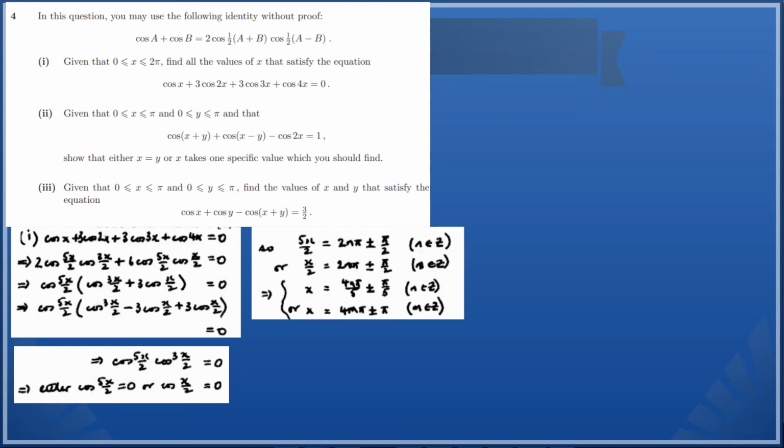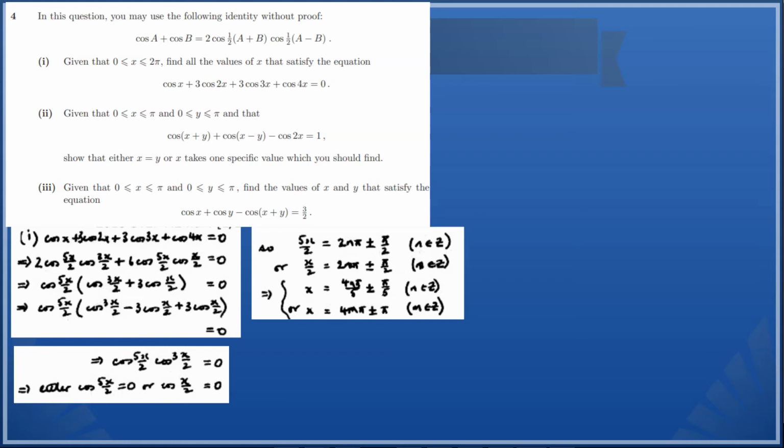Therefore 5x/2 equals 2n pi plus or minus pi/2, such that n is an integer, or x/2 equals 2m pi plus or minus pi/2, such that m is also an integer. So what we can do now is find the individual values for x: x equals 4n pi/5 plus or minus pi/5, or x equals 4m pi plus or minus pi, such that m is an integer.